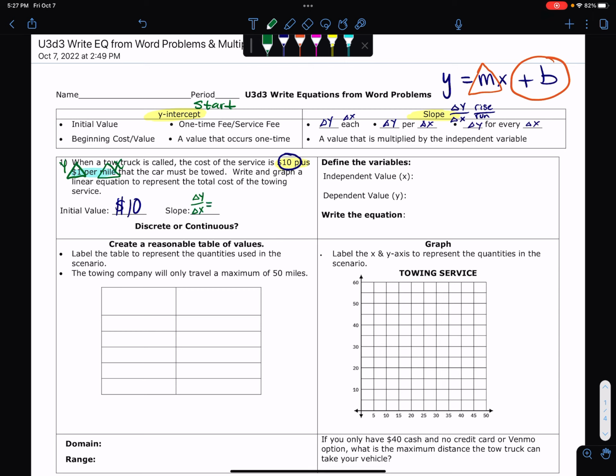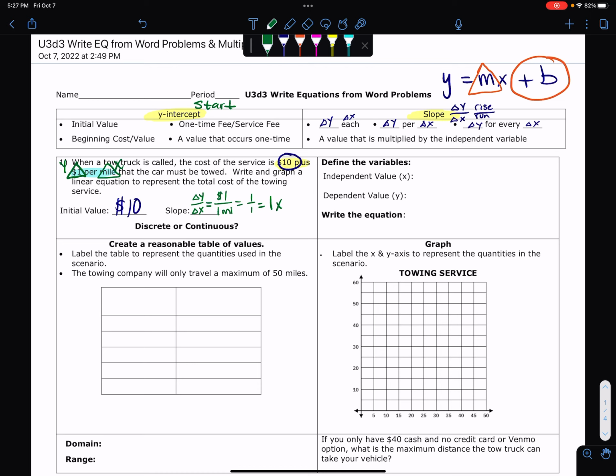Well, in this context, the change in y is $1. So that is $1 over the change in x, which is 1 mile. So our slope is 1 over 1, which is really just 1x. I mean, if you were to put that in Desmos, 1 divided by 1 is 1. So that is your slope, all right?